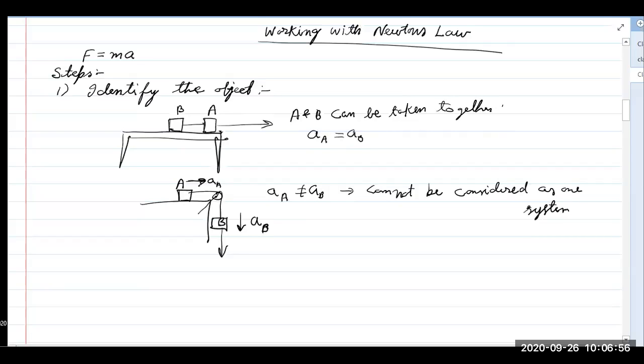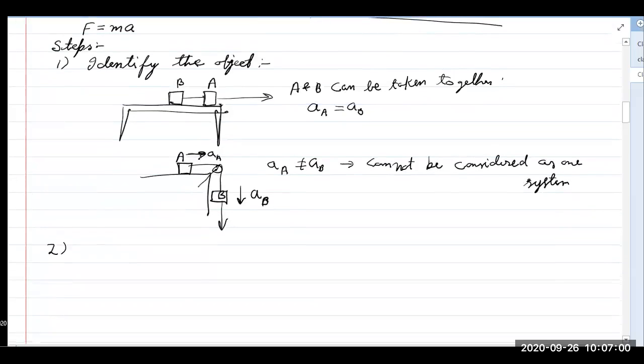So the first task is to identify the object. Second is, now identify the forces. What are all the forces that we have discussed? The forces will be either gravity. Gravity will be there on every object present in the system. Having mass, gravity will be acting, mg.